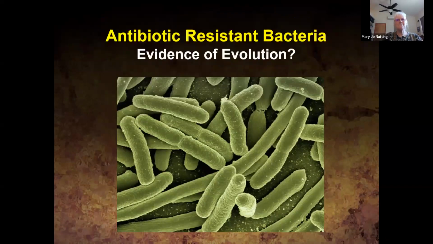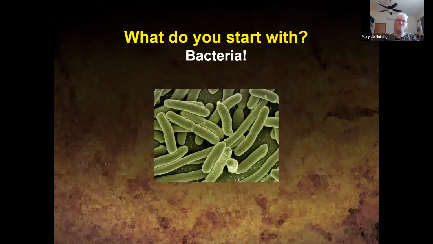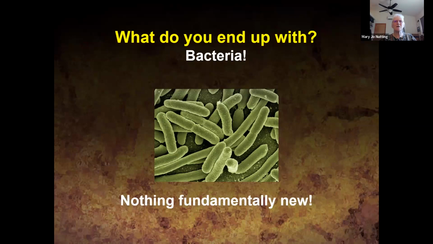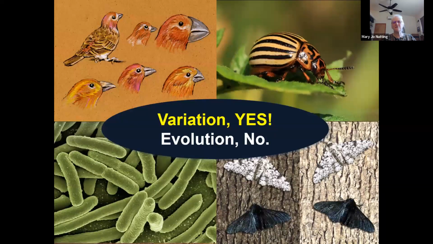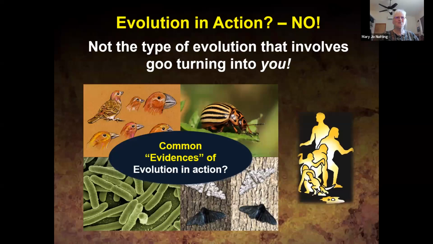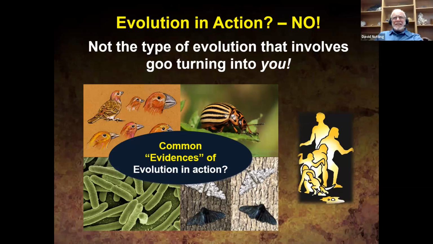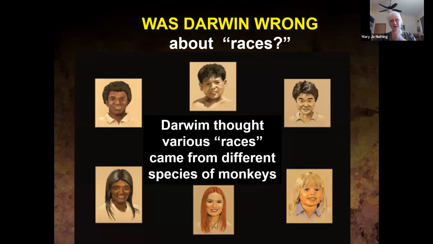What about antibiotic resistant bacteria? That's another one that's really been talked a lot about today. And we hear about viruses too, we hear about these things evolving. Well, yes, they're changing somewhat. The population changes, but what are they? They're still the same. You start with bacteria, you end up with the same kinds of bacteria, nothing fundamentally new. And so what we're seeing here also is variation within that created kind, but not the kind of evidence you would need to really demonstrate how you can go from goo to you by way of the zoo. And we would really need much more evidence for that.